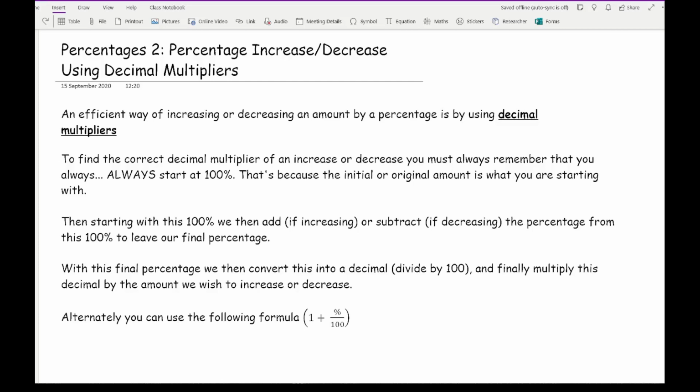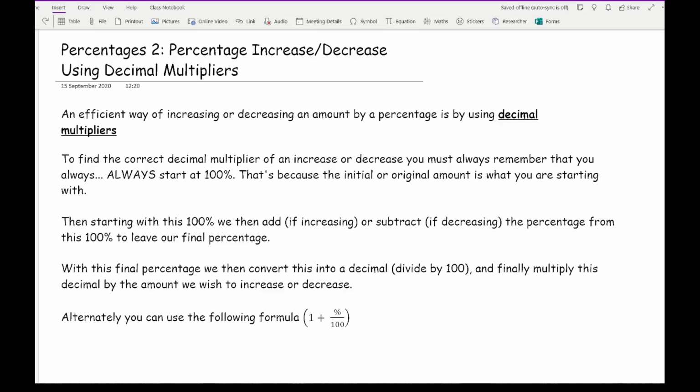Now, to find the correct decimal multiplier of an increase or decrease, you should always remember that you always start at 100%. That's because the initial or the original amount is what you are starting with. Then, starting with this 100%, we add if we're increasing or subtract if we're decreasing the percentage from 100 to leave the final percentage. Then with this final percentage, we convert it into a decimal, divide by 100, and finally multiply this decimal by the amount we wish to increase or decrease.